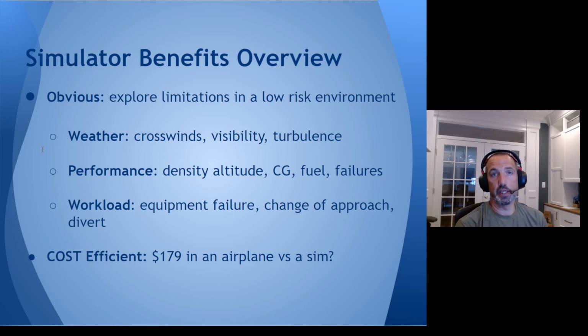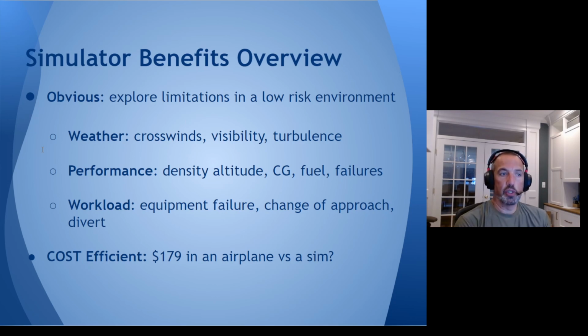On the performance side, you can explore limitations regarding density altitude, a fore or aft CG, either approaching or exceeding those limits. You can explore what happens when you start approaching fuel limitations in terms of fuel starvation and the pressure that comes from that as you start trying to do max range profiles, for example, and you hit the limits of your fuel reserves. And then there is your performance when you're dealing with aircraft system failures, be it engines or flight controls or automation or radios, what have you.